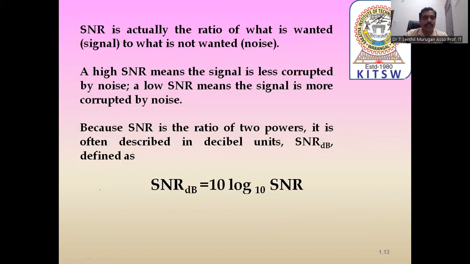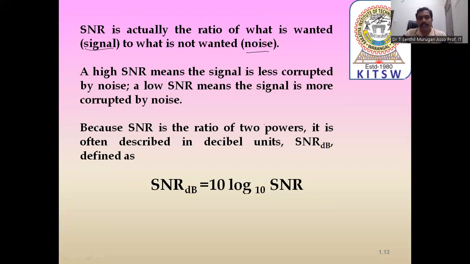SNR is actually the ratio of what is wanted to what is not wanted. What is wanted means the signal; normally we are sending the signal that we record. What is not wanted is noise, which is not required. So this ratio is considered SNR. High SNR means the signal is less corrupted by noise. High SNR means noise is very less. Low SNR means more noise; the signal is corrupted with noise.